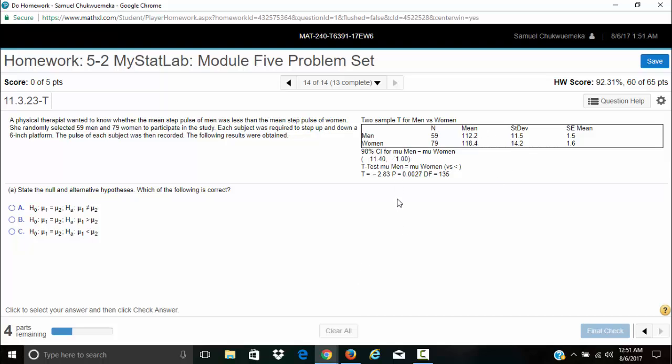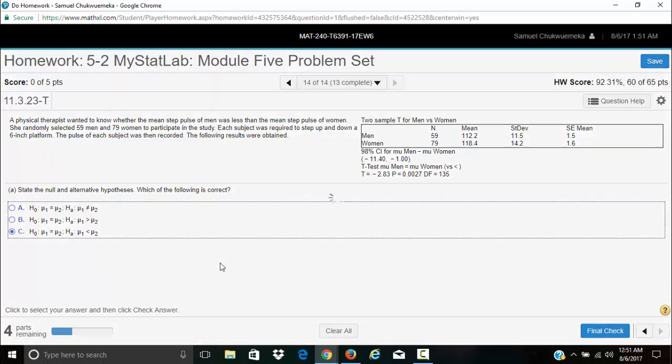So they gave us these. It's like they've run the test and we just have to answer these questions. So null is that the mean 1 is equal to the mean 2, mu 1 equals mu 2. And what did she want to know? She wanted to know whether the mean step pulse of men was less. Mu 1 is for the men, mu 2 is for the women. So the alternative would be that mu 1 is less than mu 2, and that is one-tailed, left-tailed. So the option here is C.